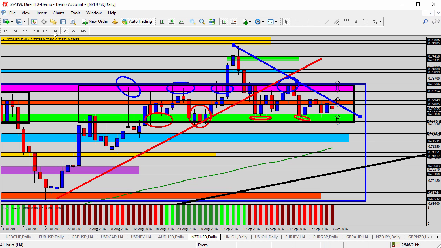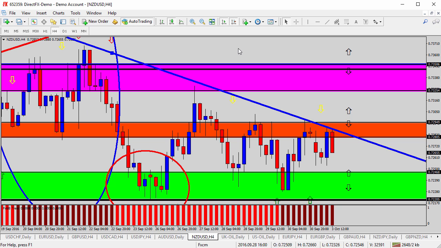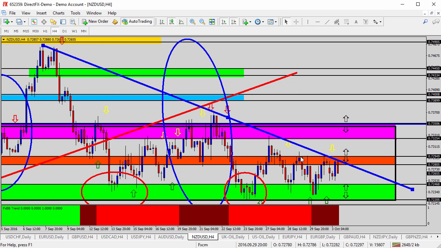Take a look down here to the 4-hour time frame. Look at the past couple of days here. We're looking back into late last week. Look at a market bouncing around between the green and the orange zone. Even today, hitting the orange zone, hitting the blue trend line, and now falling off of it. If you're going to go short, it's at the orange zone. If you're looking to go long, it needs to be at the green zone or above the orange zone for the New Zealand dollar today.